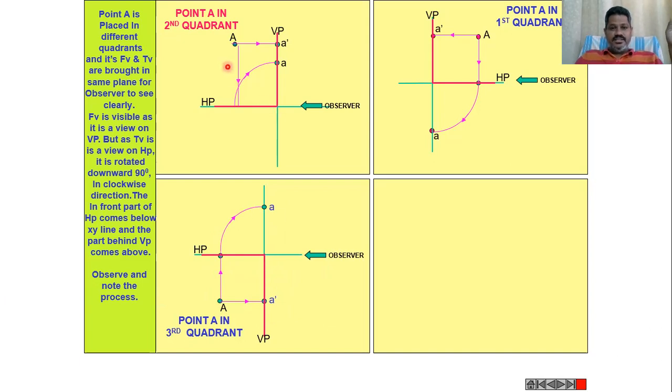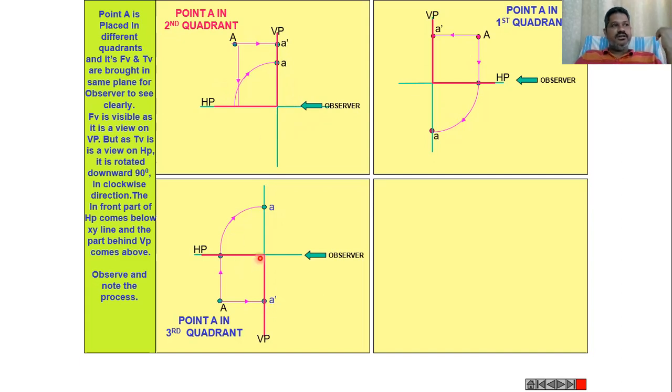When the point is in the second quadrant, the front view and top view will come above the XY line. When the point is in the first quadrant, the front view will come above the XY line, and the top view will come below the XY line. When the point is in the second quadrant, the front and top view will come above the XY line.